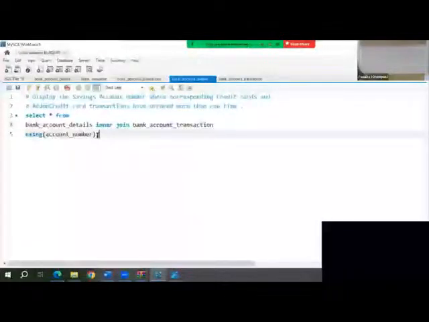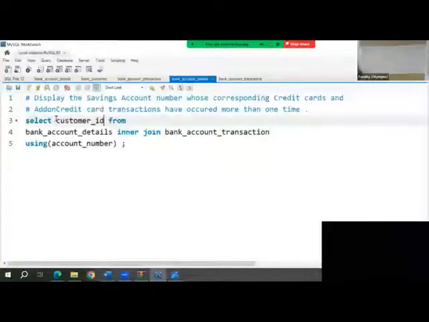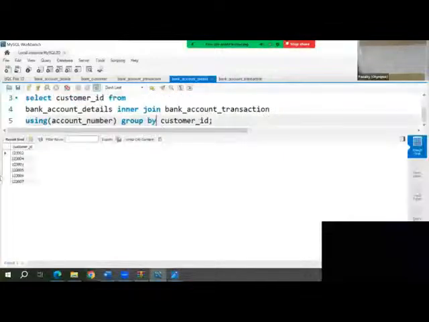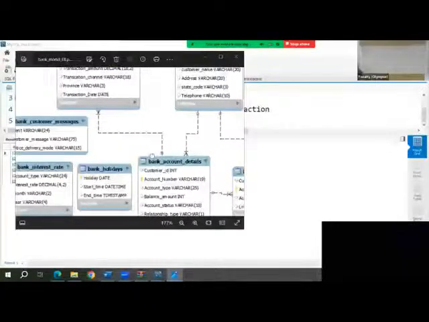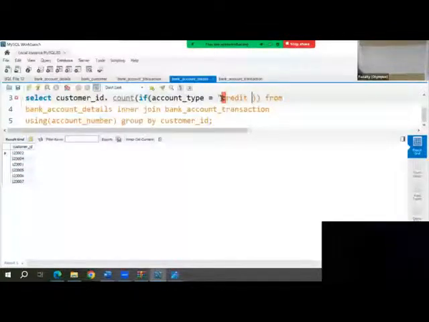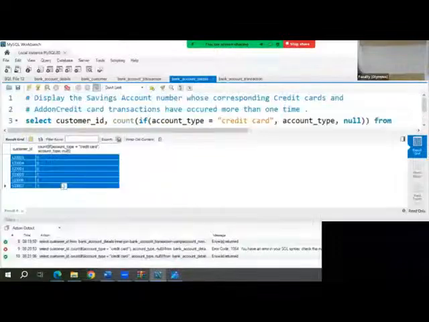first find out for each customer ID, group by customer ID. So for each customer ID, we need to find the count of... Let's take for example, what are we counting? If account type is credit card, then let me count the account. Let me also do one count of, what is it? Add-on credit card, right?